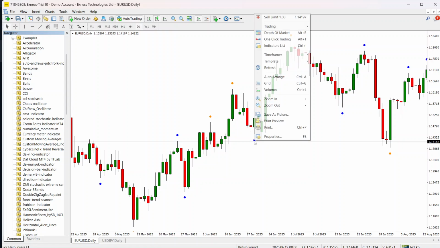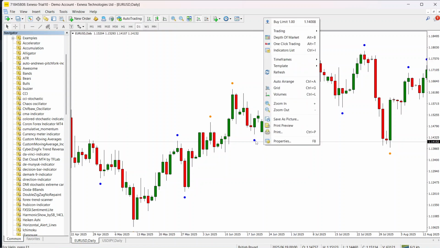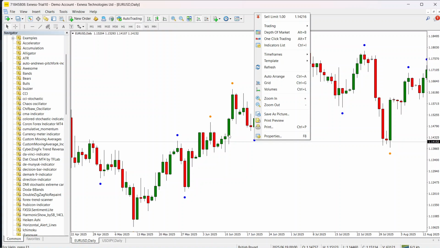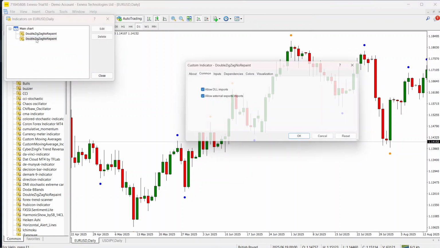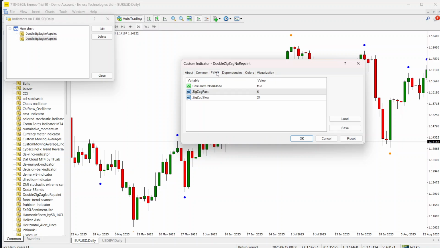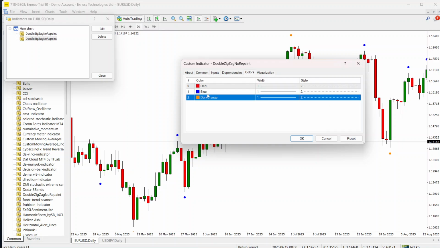Now, if we come to its settings, we'll see the settings for the zigzag fast and the slow zigzag, and then we can also adjust the color.